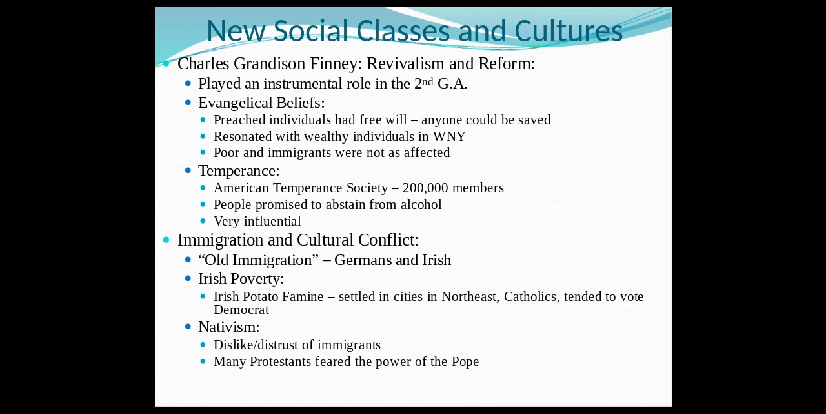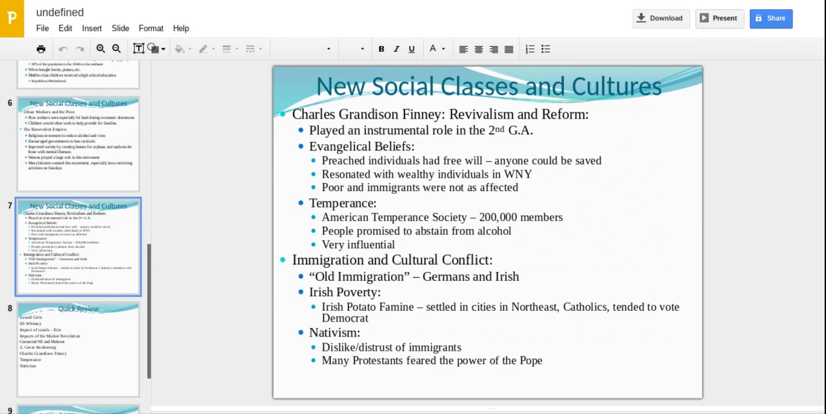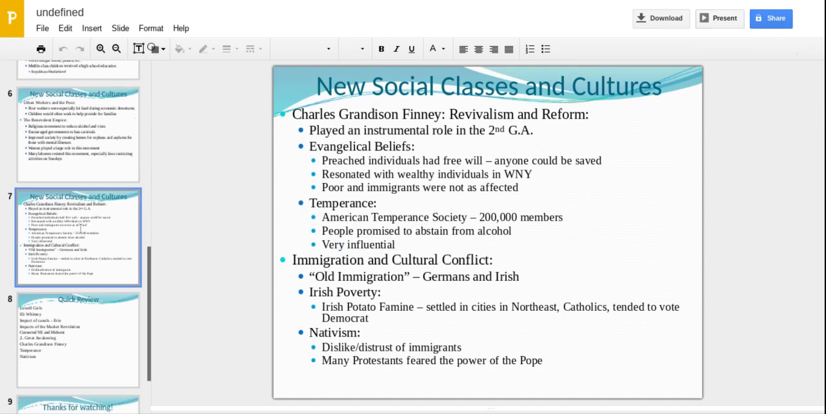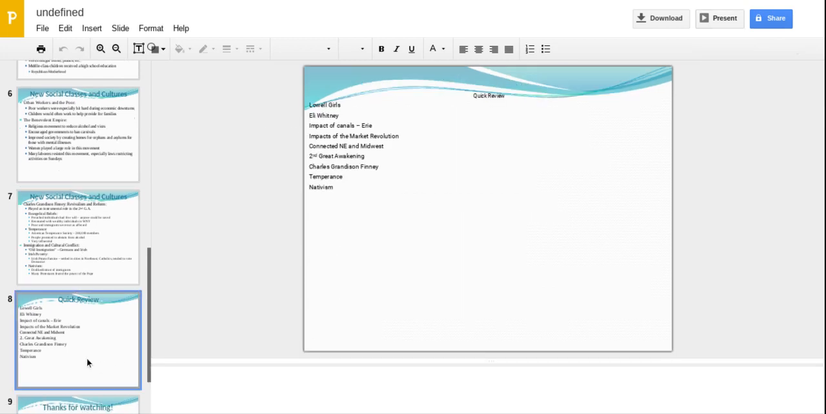Many Protestants feared the power of the Pope, that if you got too many Catholics in our country, they would answer to the Pope first and foremost. So that was a bit of an issue. You're going to see for a long time this issue with Protestants and with Catholics.